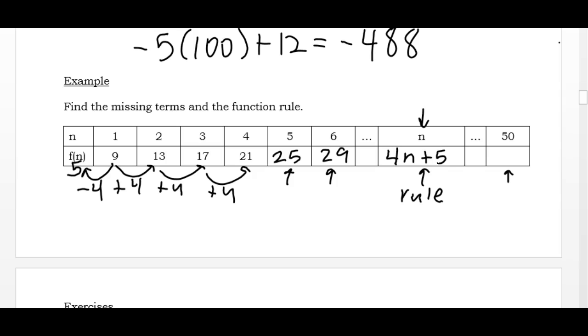My rule for this example is 4n plus 5. Okay, so I want to get the 50th answer. I'm going to just substitute the number 50 in where the n is of that rule. 4 times 50 is 200, plus 5 more.